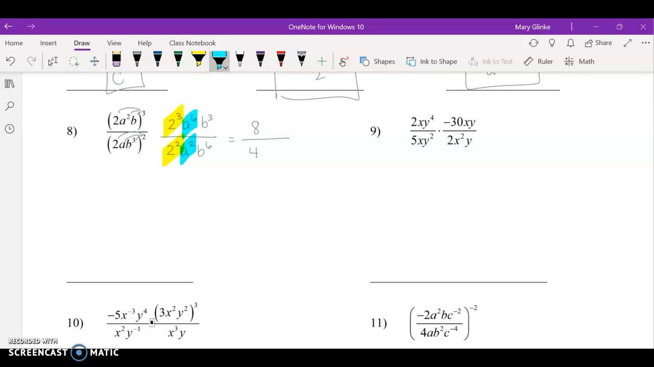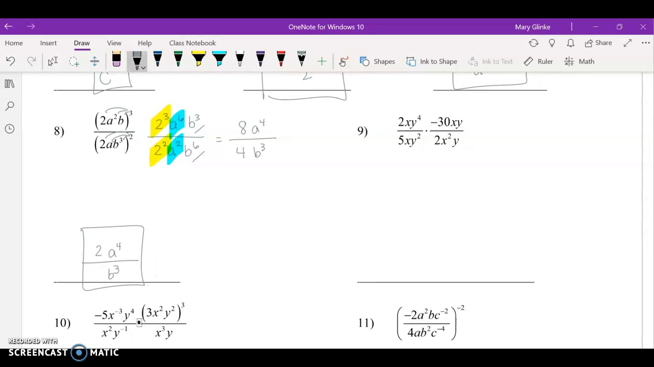For my a's, I'm going to cancel 2 of those out. I'm left with 4 more, and the extra 4 are in the numerator. For my b's, I'm going to cancel 3 of those out. I'm left with 3 more, and they're left in the denominator. And the last thing to do is 8 divided by 4 is 2. So I'm going to reduce that. It's going to be 2a to the 4th over b cubed.